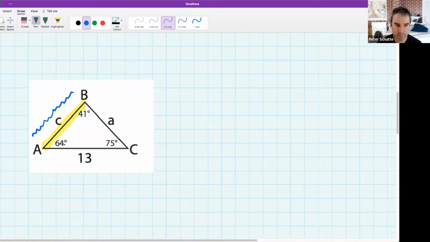Okay, so first of all, if I look at this triangle, this is not a right angle triangle. There's no 90 degrees involved here. And because there is no 90-degree angle involved, the problem is SOHCAHTOA will not work. And so because SOHCAHTOA will not work, we need a new tool to use.